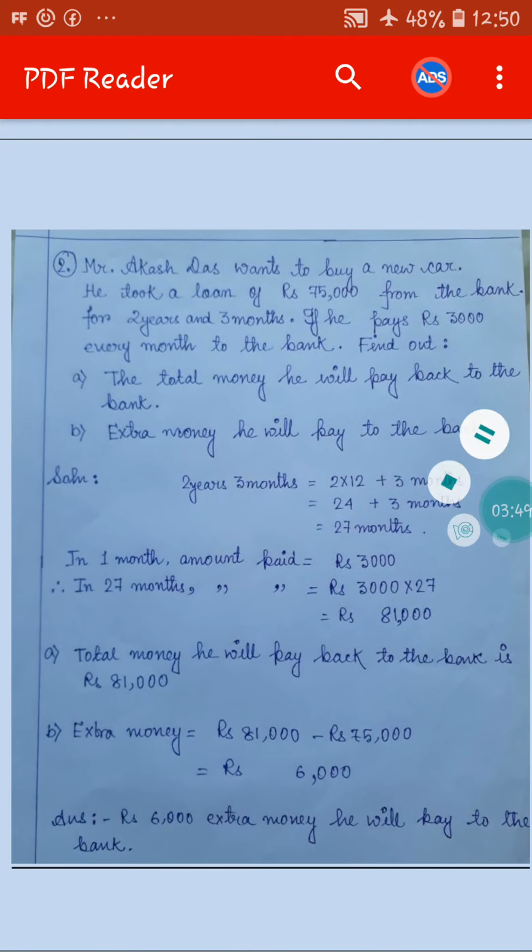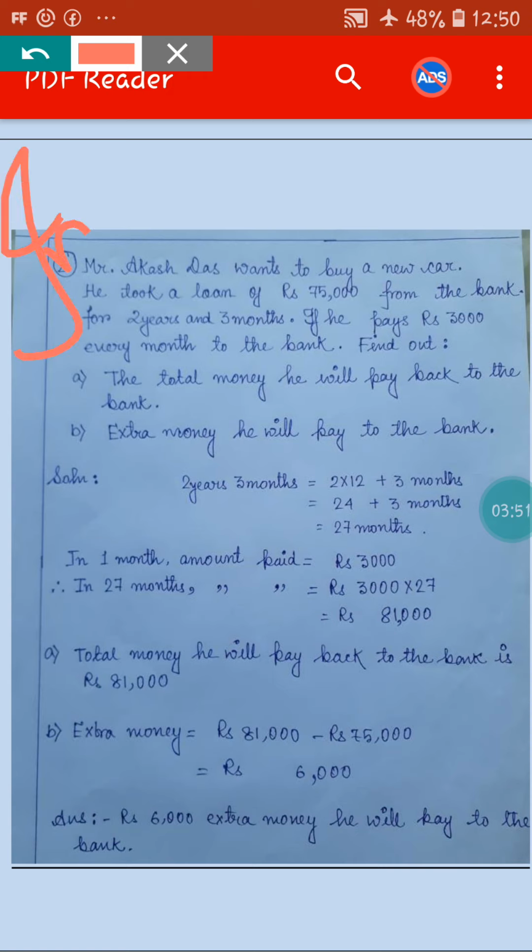This next sum is also very important for your exam. Next, Mr. Akash Dash wants to buy a new car. Okay? He took a loan of rupees 75,000 from the bank for 2 years and 3 months. What is the meaning of this line? For 2 years and 3 months. Many of you have not understood the meaning of this. For 2 years and 3 months means he has to pay back the money within 2 years and 3 months. This is the time limit.